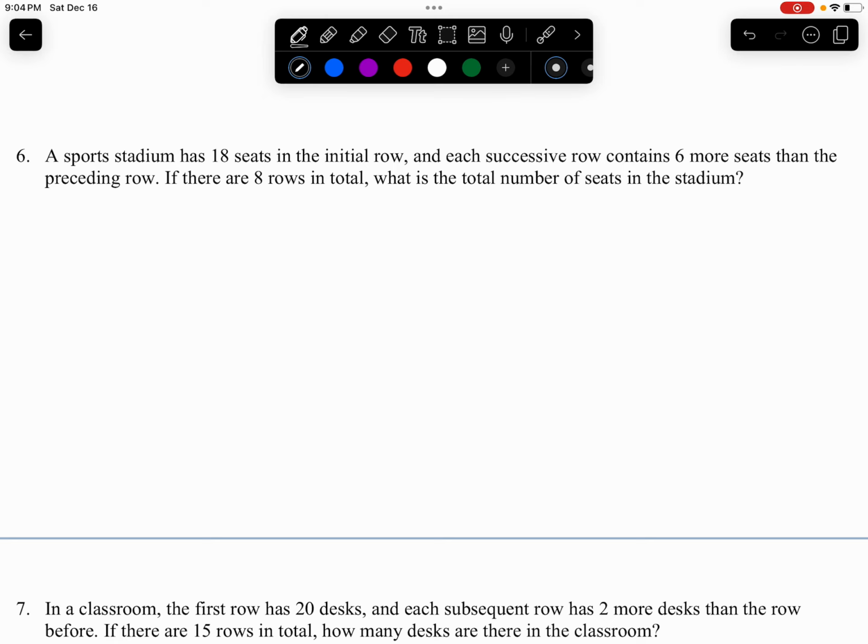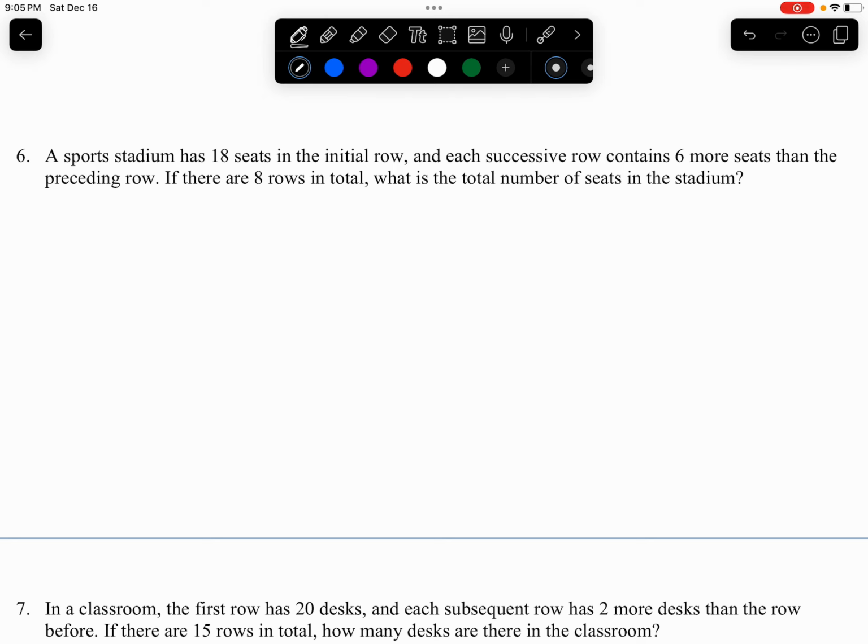So here's a sports stadium, has 18 seats in the initial row, and each successive row has 6 more seats than the preceding row. If there are 8 rows in total, what is the total number of seats in the stadium? Okay, you guys have to read this carefully. It says there are 18 seats in the initial row. And what does initial mean? Initial means the very first one.